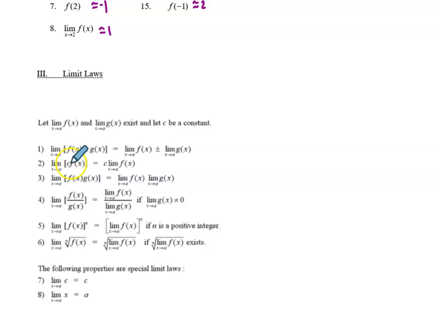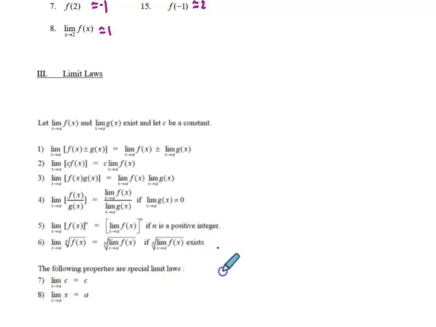If you multiply a constant by the function, you can factor that constant out in front of the limit. If you multiply the two functions, you can multiply their limits. If you divide the functions, you can divide their limits as long as the denominator is not equal to 0. If you raise a function to the exponent n, you can also raise the limit to the exponent n. If you root the function to the root n, you could also root the limit, assuming that that root exists. And then these are two special limit laws that we use a lot.